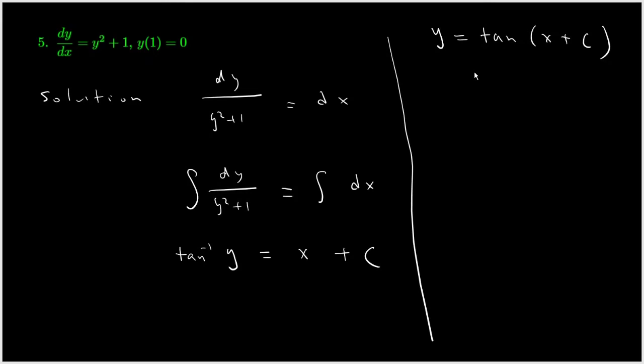Now the given question is an initial value problem. It means the value of the function y when x is equal to 1, the y value is 0. And then we use the condition to determine C. We have the value of y is equal to 0 when x value is 1, is equal to tan of 1 plus c.